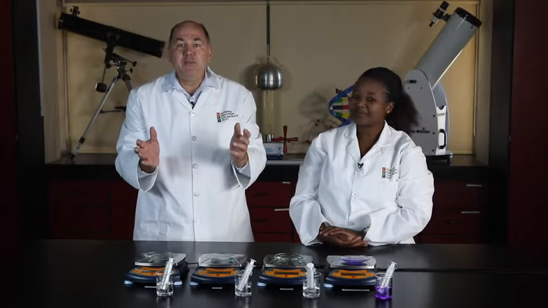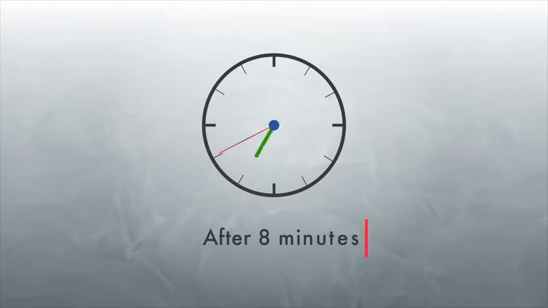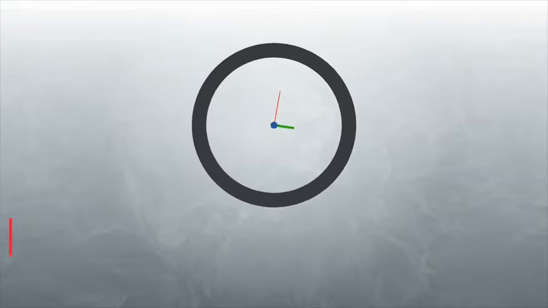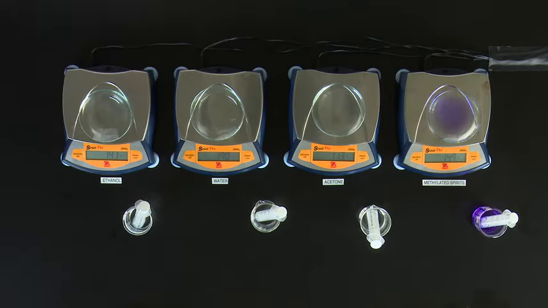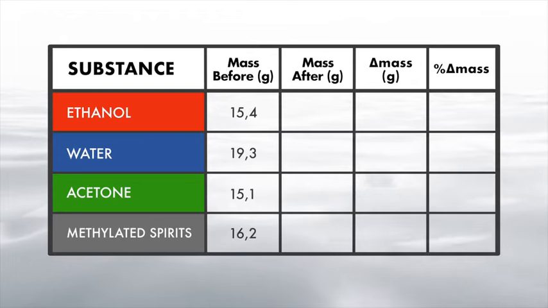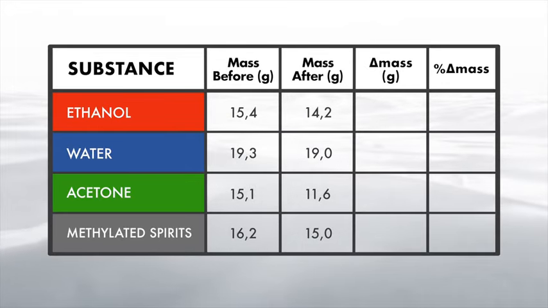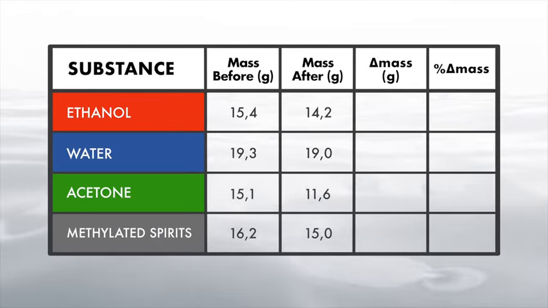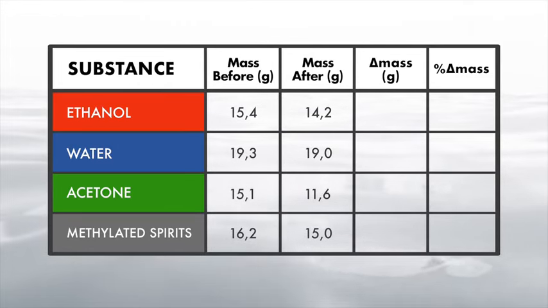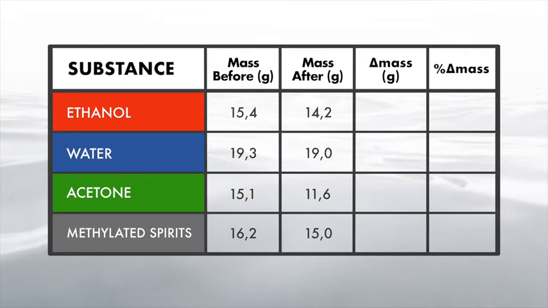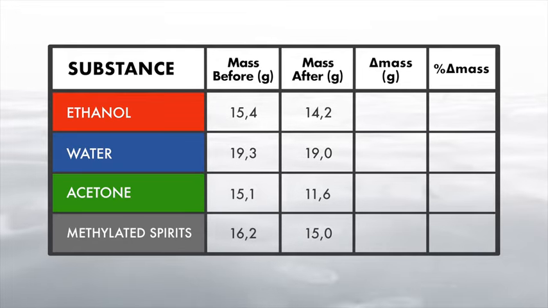Thereafter, we'll wait 8 minutes for the liquids to evaporate. And now, we'll measure the mass of each liquid after 8 minutes. I'm showing you the table of values that we obtained so that you can take it down. The last 2 columns of the table are for you to complete later. Just copy the mass before and the mass after, and then we will move on.